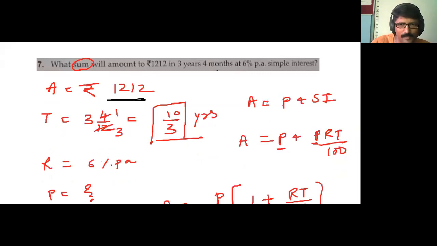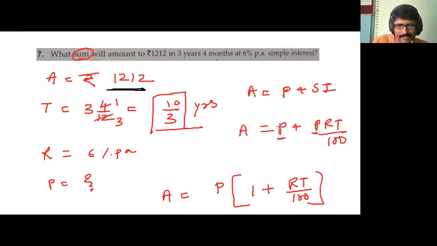Amount is equal to P plus SI, which is P plus PRT upon 100. SI is PRT upon 100. I'm just playing with the formula here and there. Just take out P common outside. If we take out P common, we've just learned factorization, isn't it? It will become 1 over here plus RT upon 100 over here. So the amount formula will become A is equal to P, open the bracket, 1 plus RT upon 100. Now listen very carefully, what I'm explaining to you might be a doubt.